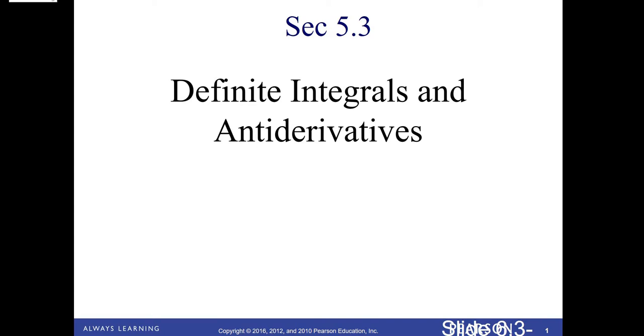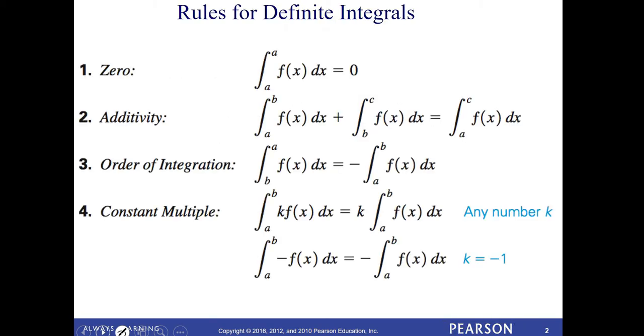Section 5.3 is definite integrals and antiderivatives. So first we're going to just go through the rules for definite integrals. You've seen these before. If I'm integrating from a to a, in other words, if the interval is 0 distance, my integral is always 0.